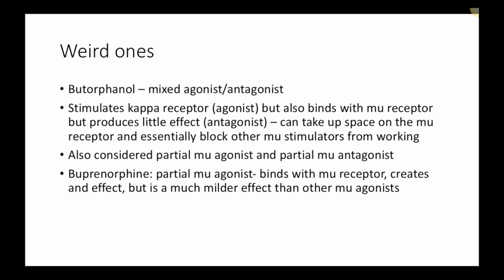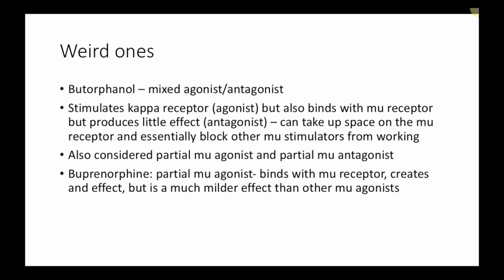Then we'll talk about some opioids that are a little bit weird, because they're not pure agonists. We talked about this a little bit earlier in our example. We've got butorphanol. Butorphanol is a mixed agonist-antagonist. It's an agonist for the kappa receptor, which creates a little bit of sedation, but it also binds with the mu receptor but produces little effect.